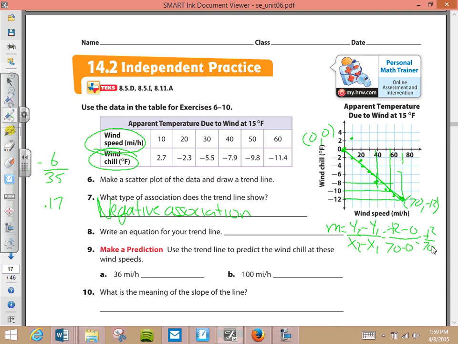I use 70 and negative 12 because that one point lands literally on the two lines, right in the middle. So the formula says y2 minus y1 over x2 minus x1, and then you put it together, you get negative 12 over 70. You simplify it to negative 6 over 35, and you can divide 6 by 35, you get negative 0.17. So your equation should be y equals negative 0.17x. That's it. You don't have any b. Your b is 0, essentially.